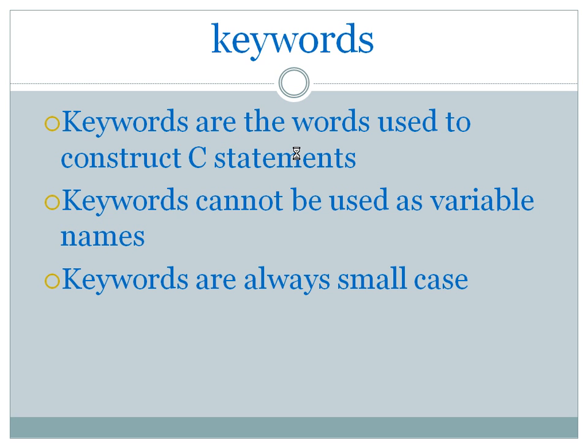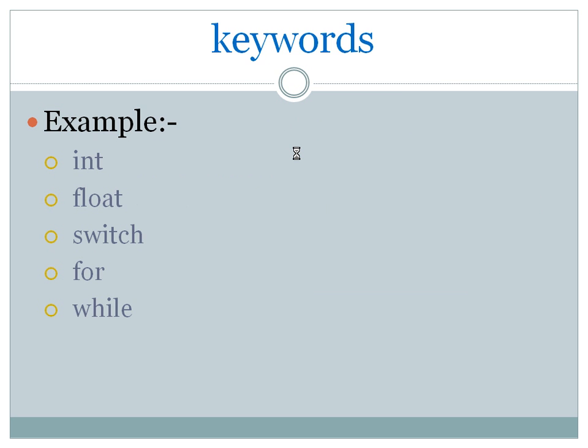You cannot use keywords as variable names. You have to give separate variable names. You cannot use the keywords in the keyword list. All keywords are in lower case in C programming. Examples of keywords are int, float, switch, for, while.